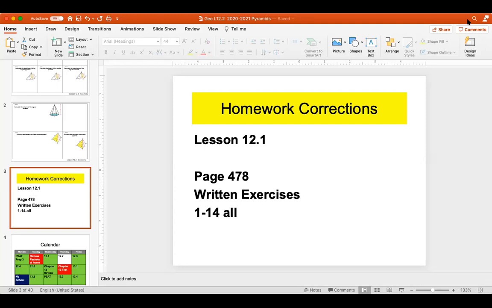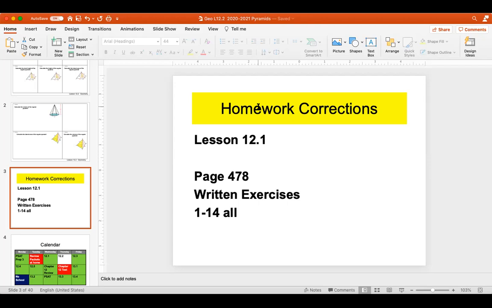All right, here we go. Homework was 12.1. It was on prisms, both total area, fancy word for surface area, and volume. It was those mean looking tables there. Hopefully you did okay on that. Any questions specifically on those tables? All right, here are the answers.